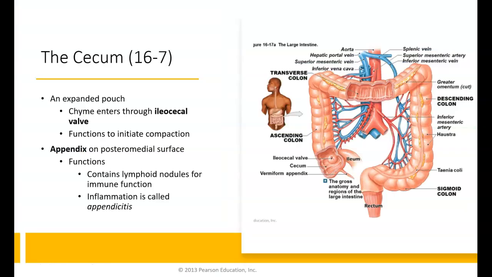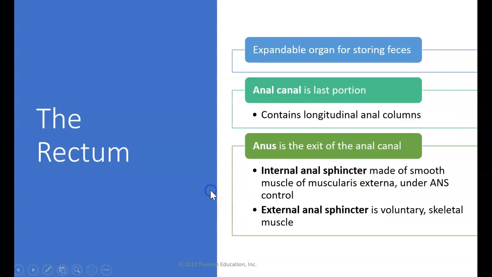It's not necessary to our ability to survive. Once the food exits the cecum, we're going to get into the ascending colon, which is going to be going up. Then we'll go into the transverse colon, across, the descending colon, which goes down, and the sigmoid colon, which is going to be this S-shaped structure right here. This will then lead down into the rectum.